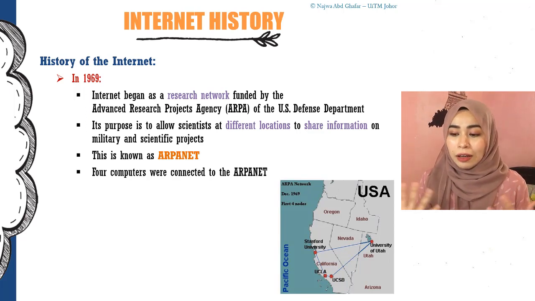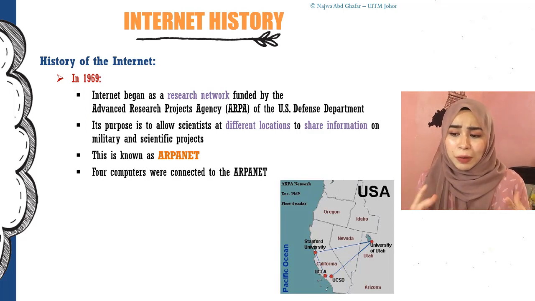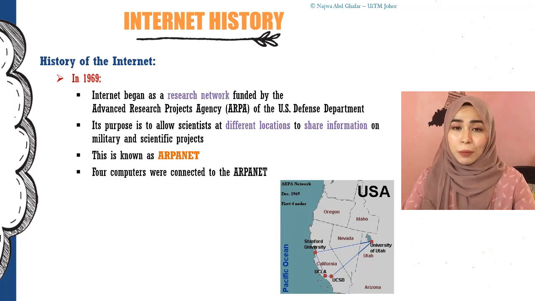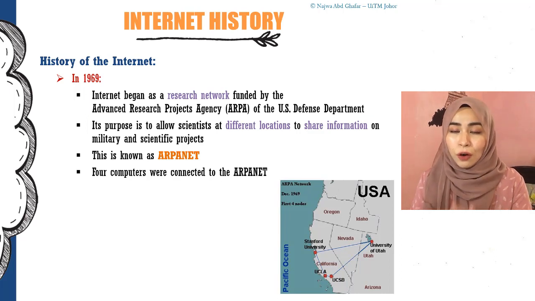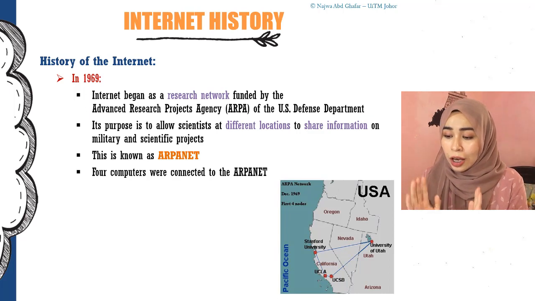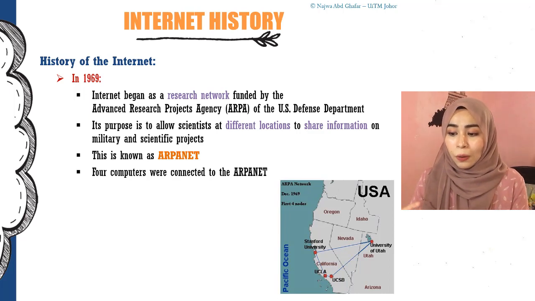they came up with this idea whereby they come up with a network. At this point in 1969, there are only four computers that are connected through that network. So you have one in University of Utah, Stanford University, UCLA, and UCSB, if you can see there. Only these four computers are connected at this point. With these four connections, they are able to pass information back and forth to each other.